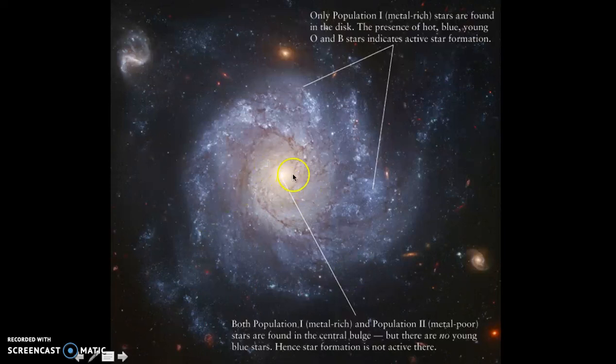So here's our central bulge made up of that mix of population 1 and population 2 stars, and then the spiral arms within the disk, primarily made up of those young population 1 stars. Notice the blue color versus the yellow-red color in the center.